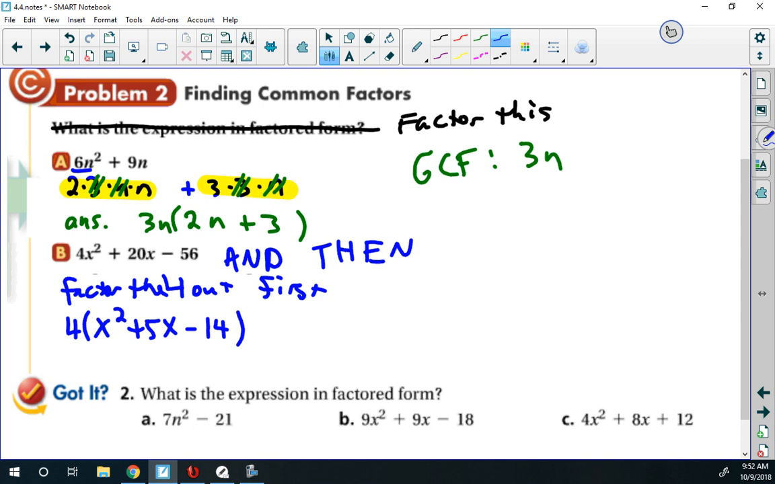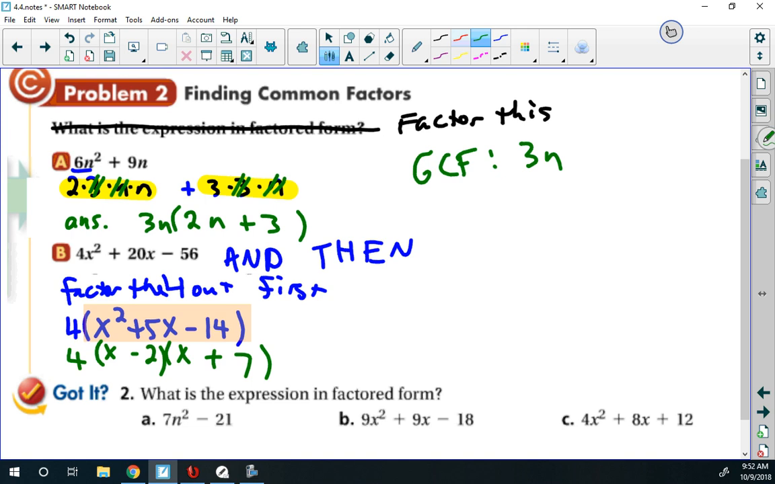If you're not sure how to divide something by 4, that 56, cut it in half. Half of 56 is 28, half of 28 is 14, right? But don't forget about the and then. The and then is, yeah, we factored the 4 out, but this part that's remaining factors again, doesn't it? So we've got 4, parenthesis, parenthesis, parenthesis, parenthesis. I wonder if 14 has any factors that add up to 5 or subtract to be 5. 7 and 2. X and a 2, x and a 7. We want it to be a plus 5, so plus on the 7, minus on the 2, and that's it.